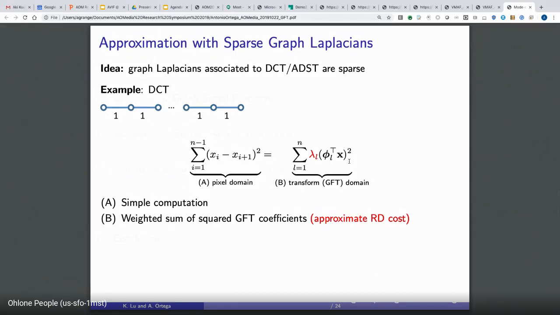That's the DCT coefficient. So it's a sum over all the DCT coefficients, the energy squared for each DCT coefficient multiplied by lambda, which is each of the eigenvalues corresponding to those DCT coefficients. So if you think about it, this is basically a weighted sum of the energy in the frequency domain with some weight lambda that corresponds to the eigenvalues of the graph Laplacian for the DCT.